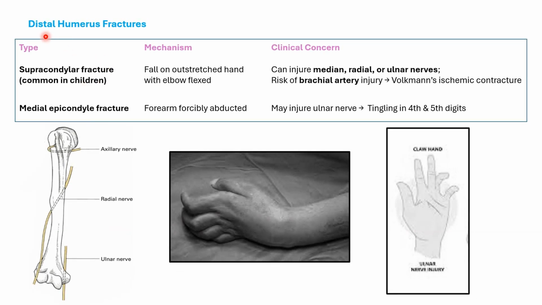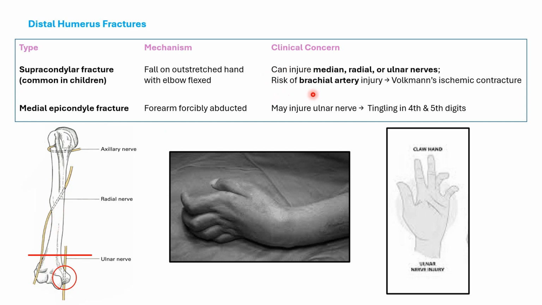Okay, now we learn about distal humerus fracture. There are two types, supracondylar fracture and medial epicondylar fracture. This is supracondylar fracture and this is medial epicondylar fracture. Supracondylar fracture is common in children. Causes are fall on outstretched hand with elbow flexed, and supracondylar fracture leads to injury to four structures. They are the median nerve, radial nerve, ulnar nerve and the brachial artery. You can see this is the radial nerve, this is the ulnar nerve, and the median nerve and brachial artery go in this pathway.